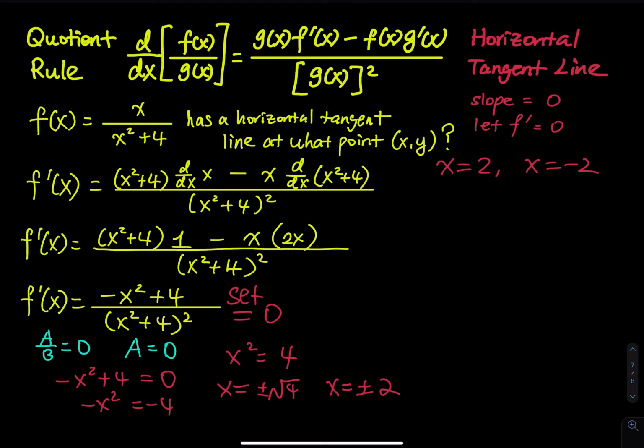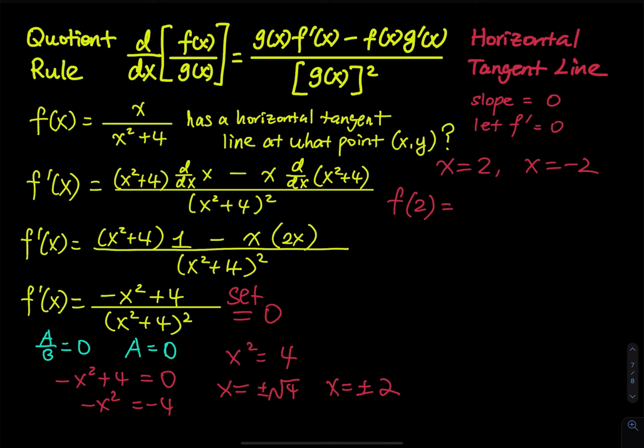Since you are looking for a location, you have to plug in x equals 2 into the given function, not f prime. If you plug in x equals 2 or x equals whatever into f prime, the result is a slope. F prime gives you slope. F gives you a location. Again, f prime gives you the slope of a point. F gives you the location of a point.